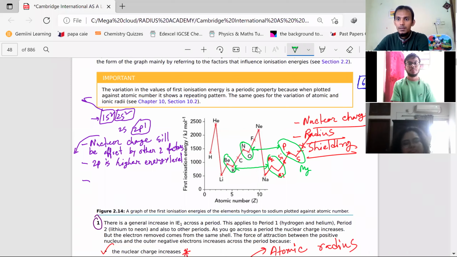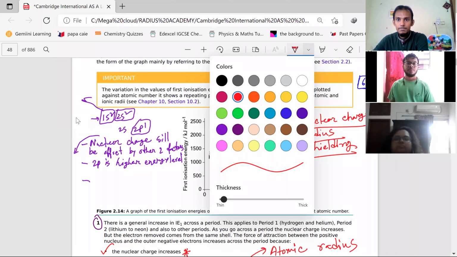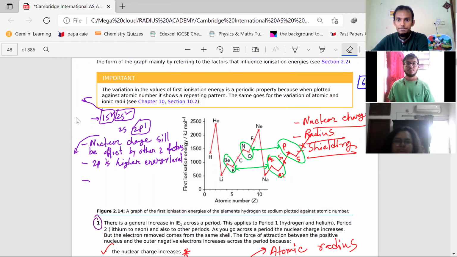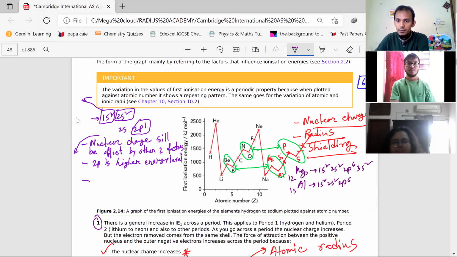Magnesium. Let me change the color of the marker. Magnesium is 12. So what is the electronic configuration? 1s2, 2s2, 2p6, 3s2. Is it clear? Aluminium, 13: 1s2, 2s2, 2p6, 3s2, 3p1. In the previous case, we explained 2s2 and 2p1. Here you have 3s2 and 3p1.